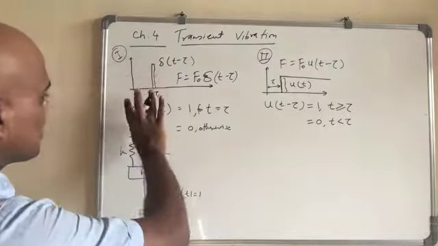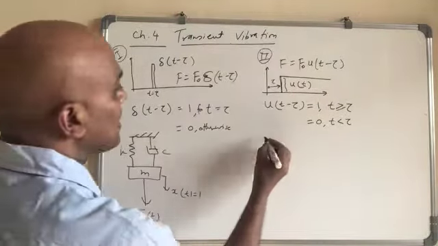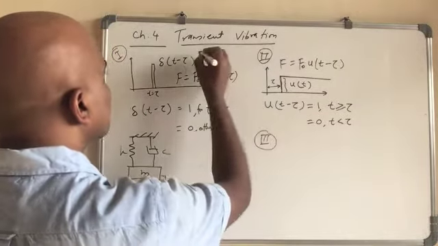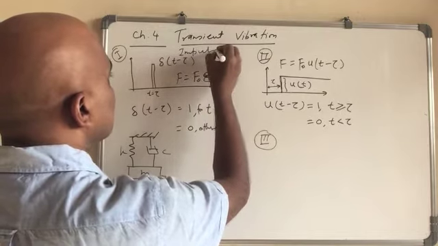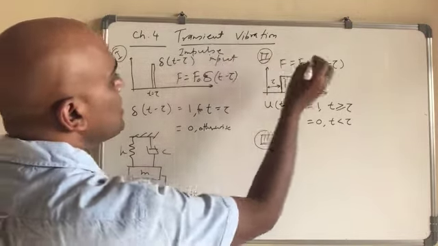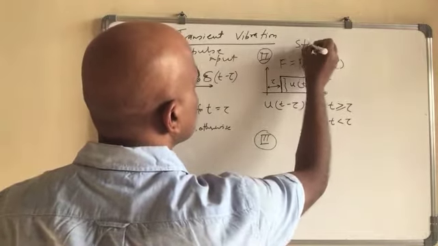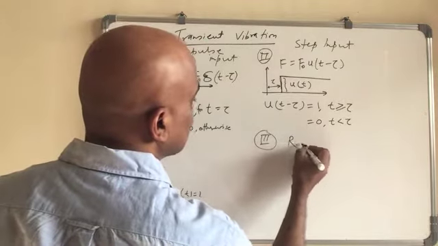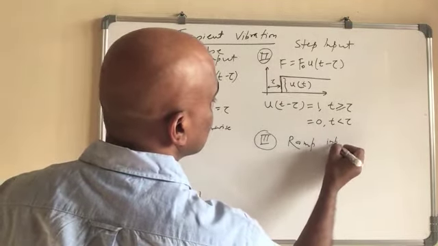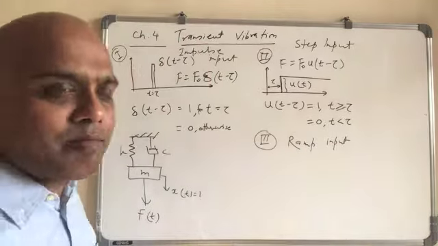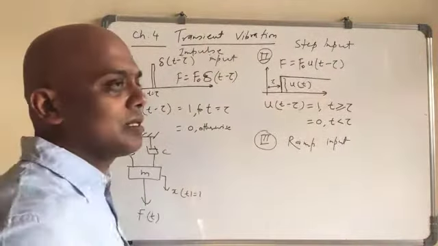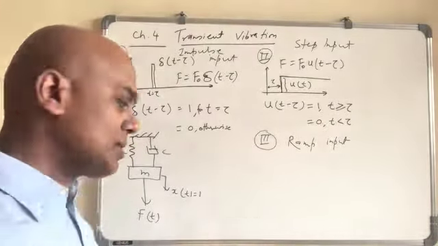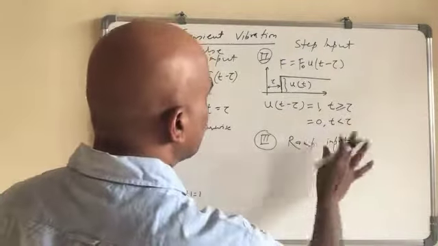So case number 1 is called the impulse input, case number 2 is the step input, and case number 3 is a ramp input. These are just examples. There could be many, but if you are able to solve these, then you are able to solve any kind of input as long as you have a linear system like this. Now, this is a ramp input.